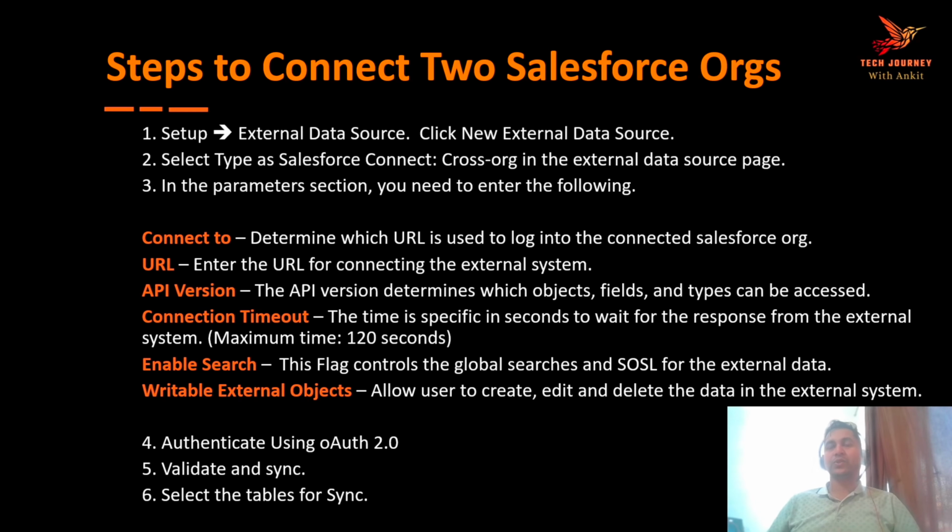How do we connect these two different orgs now? For that, there are certain steps that you need to follow. The first thing, which we also discussed in the previous session, whenever we are working with external objects, is that we first need to create the external data source, right? And once the external data source is created, then we have to create the sync between them. To do that, let's navigate to the org now.